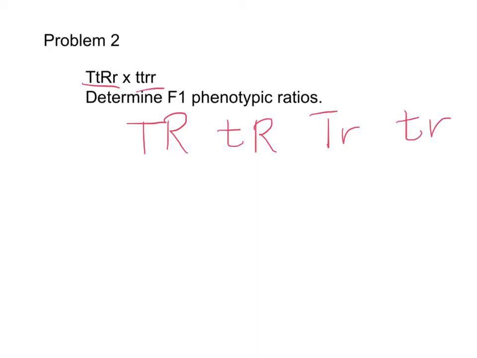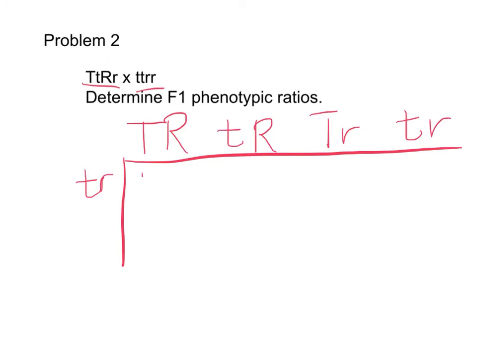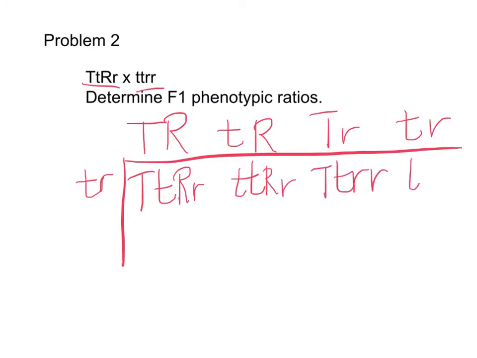For the second individual, you again follow the law of segregation, so you only have one allele per gamete, and the law of independent assortment. But in this case, there's only one possible gamete that can form, and that would be little t, little r. There's no need to fill out the whole 16 square Punnett square if there's only one possible gamete. You can save yourself some time. Again, filling in the Punnett square, these are the possible genotypes of the progeny.